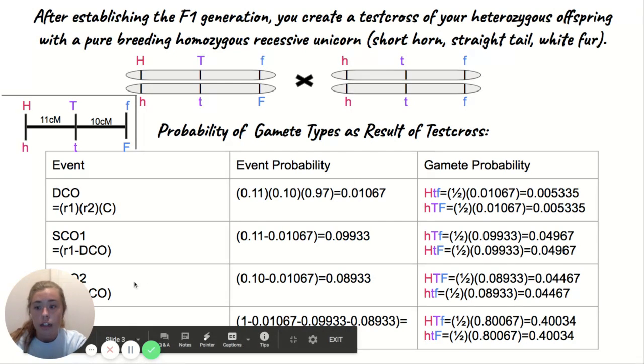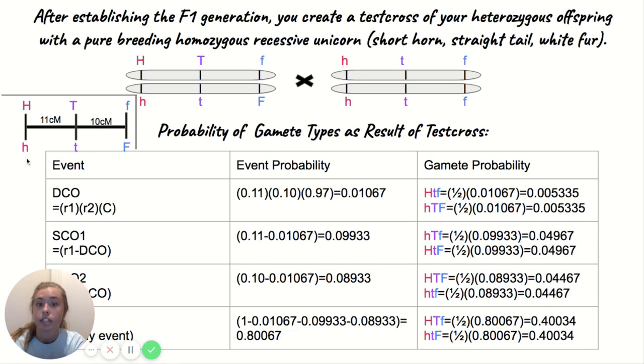And for the single crossover event 2 and no crossover events, they're calculated in similar ways, just with different values. And this, as I've shown, is our genetic map that we use to get this information.